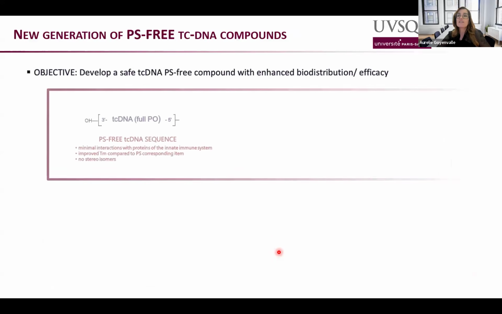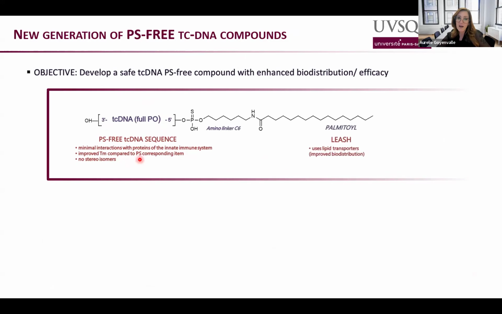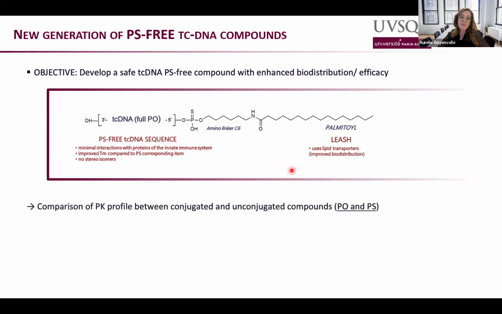So with this in mind, if we really wanted to develop a tcDNA PS3, we would need to compensate for this. So we really wanted a tc full PO that has the advantage of having minimal interaction with protein, but also no stereoisomers. So we compensated for the absence of PS using fatty acids. And here I'm going to show you some results using the palmitic acid.